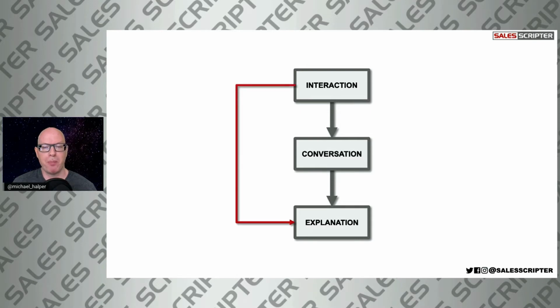The problem that most salespeople make is that they jump from the first interaction. Maybe it's a cold call, they're talking to someone, and then they try to schedule a meeting, but that meeting is the explanation where they're trying to show a demonstration or show a presentation. And what they're skipping here is basically the conversation.